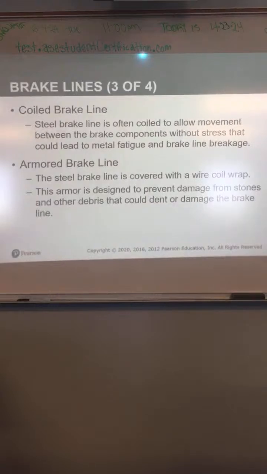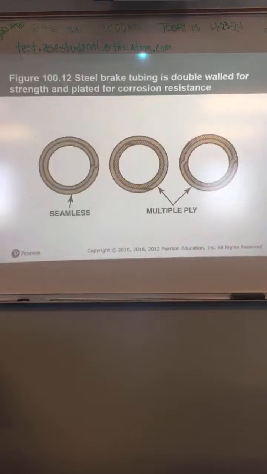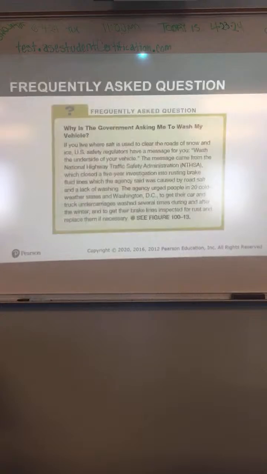Sometimes you'll see those coiled brake lines from the master cylinder down to where they split off. That's just to keep from stressing metal fatigue from movement, okay? So armored brake lines, you'll see those sometimes underneath the car. They're wrapped with a coil wire wrap, prevents damage from road debris, stuff like that. Your flexible ones go to the wheels, which we talked about a minute ago. Those must be able to withstand a pressure of about 1,000 psi. Okay, not gonna worry about that.